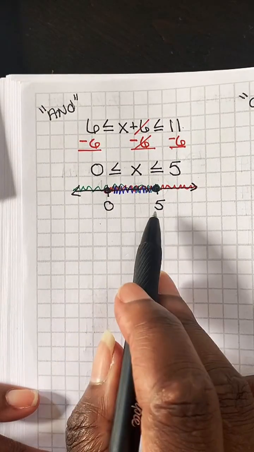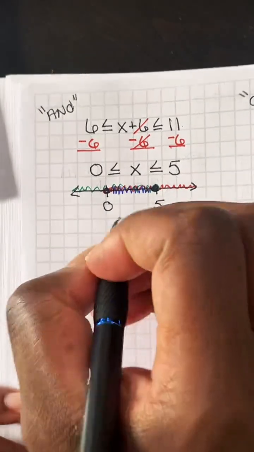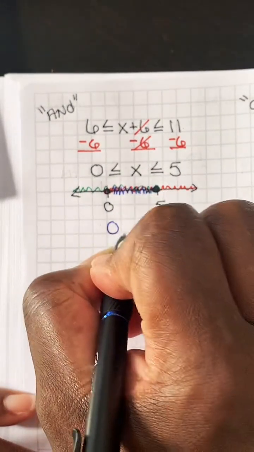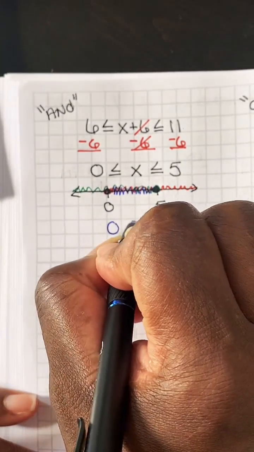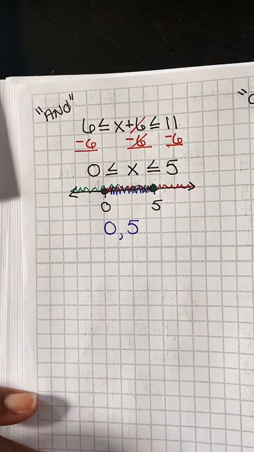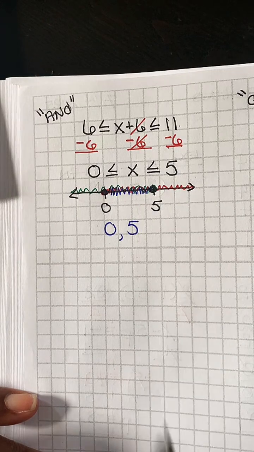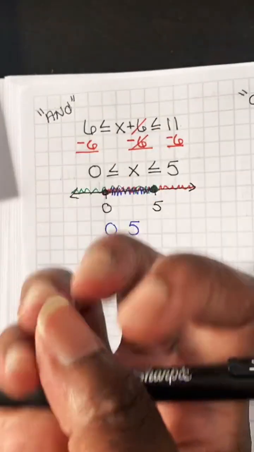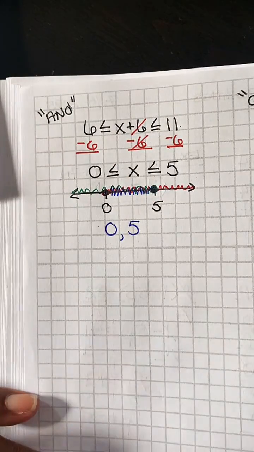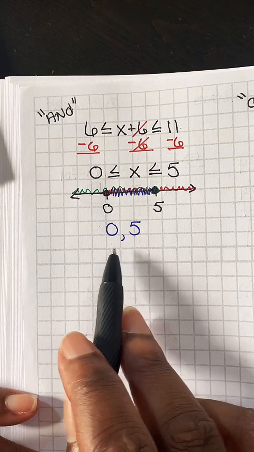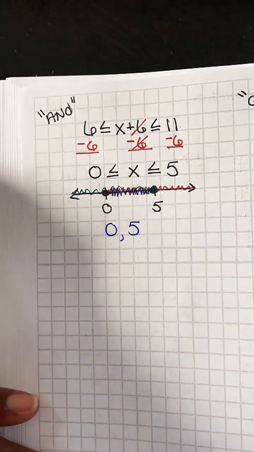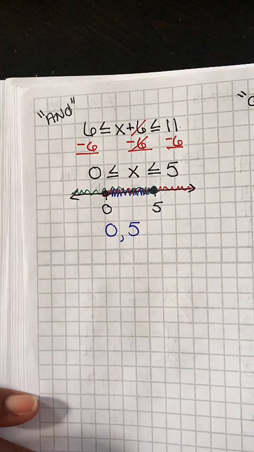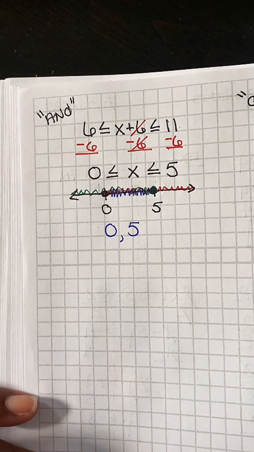So the two numbers that we're looking for are 0 and 5. Both of them are equal to, they're included. So would I put parentheses or brackets? That's my question to you. Would I put parentheses or brackets?